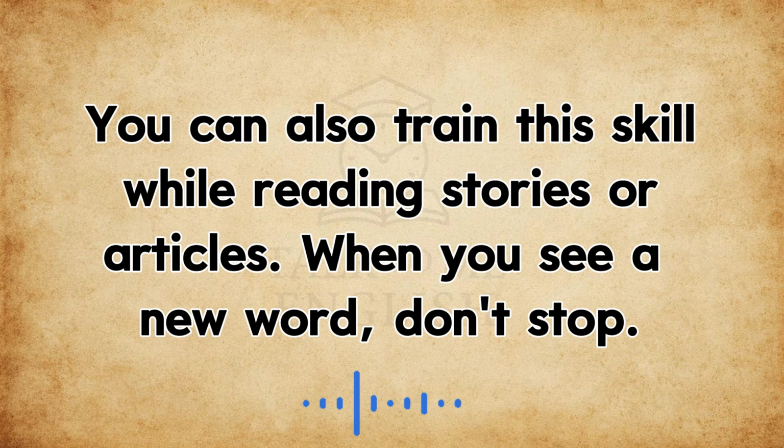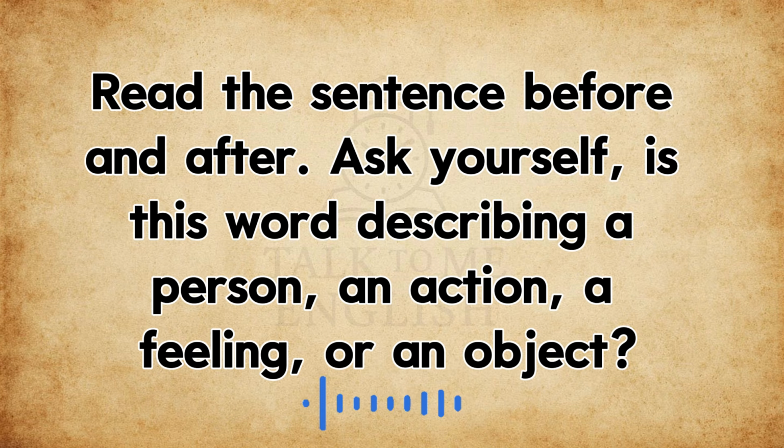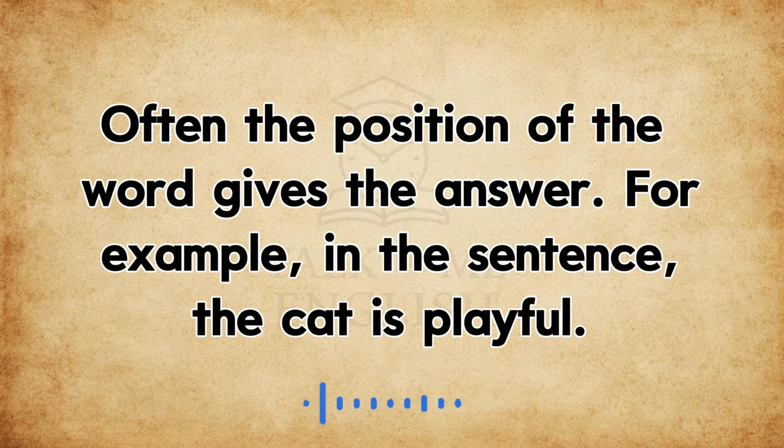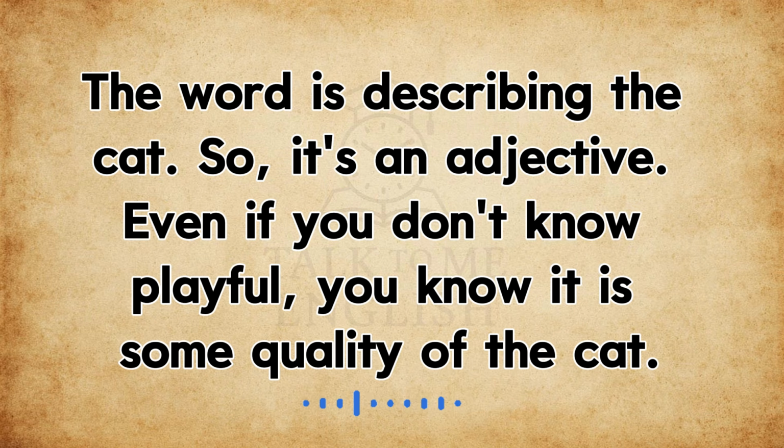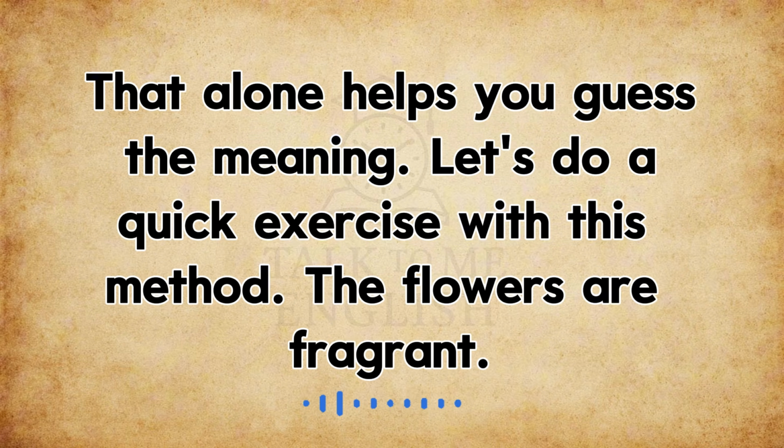You can also train this skill while reading stories or articles. When you see a new word, don't stop. Read the sentence before and after. Ask yourself, is this word describing a person, an action, a feeling, or an object? Often the position of the word gives the answer. For example, in the sentence, the cat is playful, the word is describing the cat. So, it's an adjective. Even if you don't know playful, you know it is some quality of the cat. That alone helps you guess the meaning.